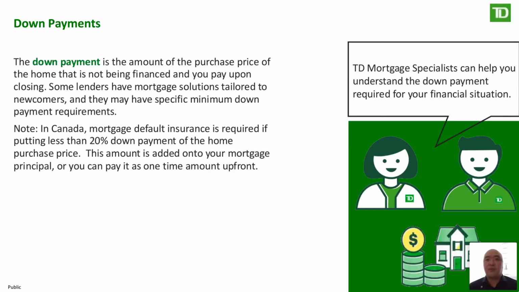And for ease, for lack of a better way to say it, it's the amount that you have to pay upfront right away, or the amount that you need to set aside in savings and account for at the time of purchase closing. Whereas the rest of it, you would finance through a mortgage and borrow and manage to pay that off over time, over a series of mortgages and refinances. Right? So some lenders have mortgage solutions tailored to newcomers, and they may have specific down payment requirements.